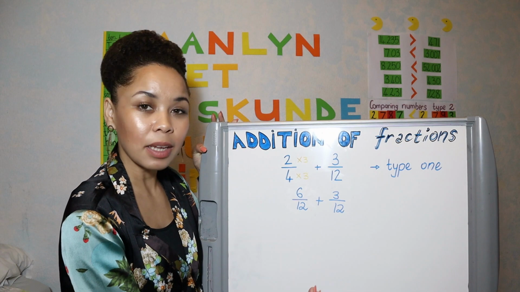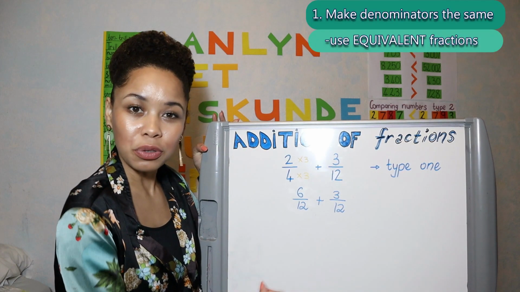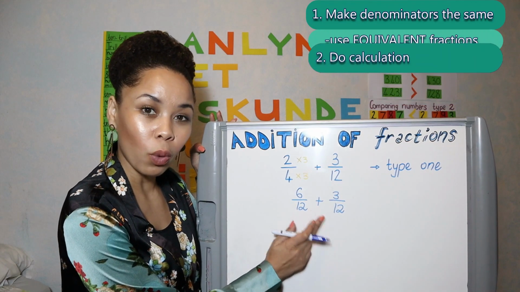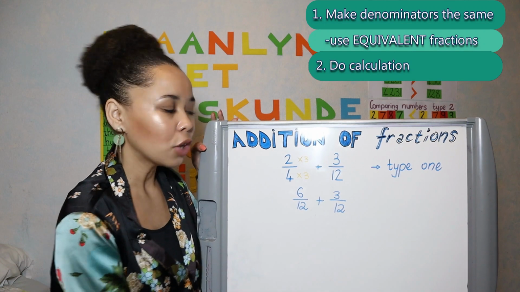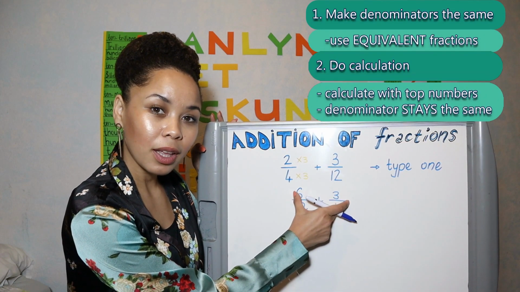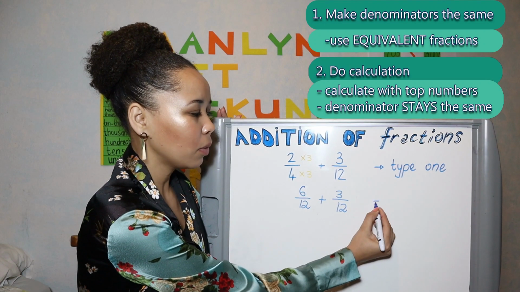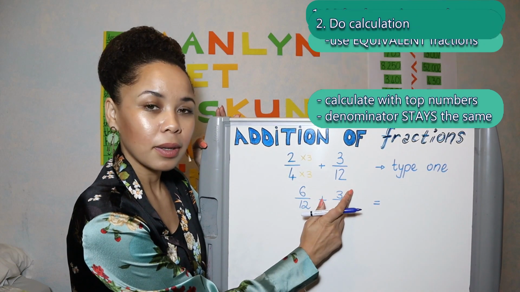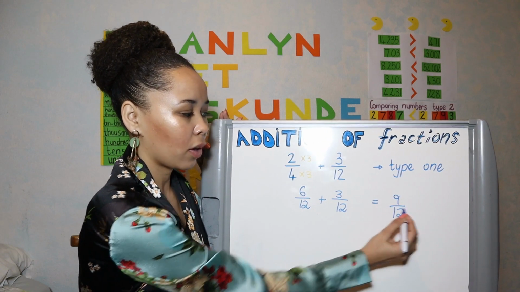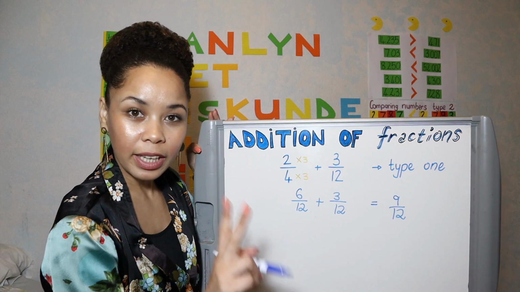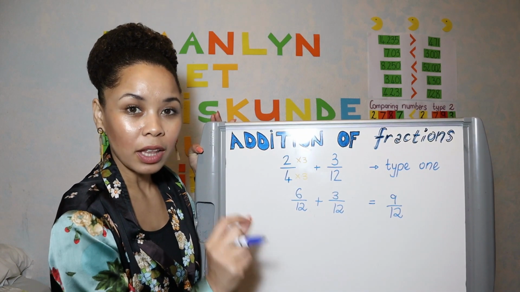So the next step, once the denominators are the same, is to add the two fractions, or subtract, depending on what the sum asks you to do. When you add or subtract, you add the numbers on top and the denominator stays the same. So I will end up having 6 plus 3, which is 9 over 12. So your second step was to add the fractions once the denominators are the same.